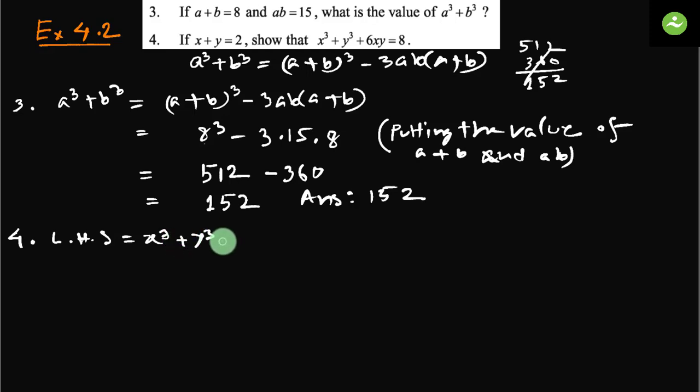plus y cube plus 6xy. I just talked about the corollary, a cube plus b cube equals a plus b cube minus 3ab into a plus b. Let's put that value for x cube plus y cube. So x plus y whole cube minus 3xy into x plus y.